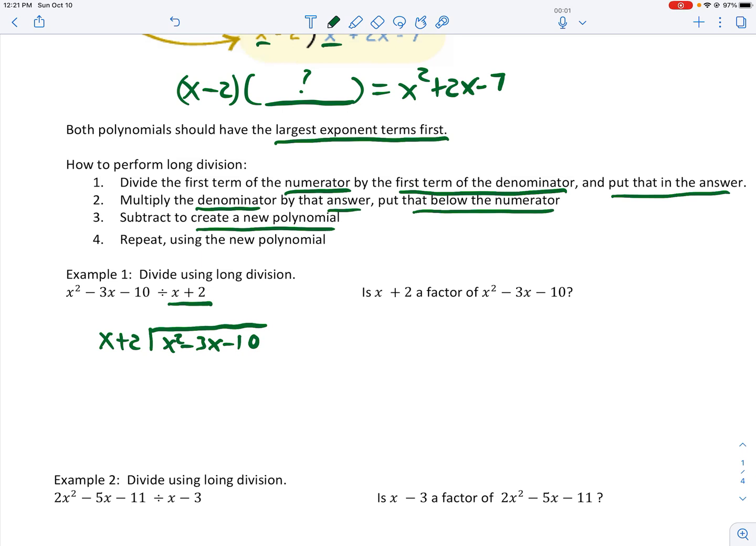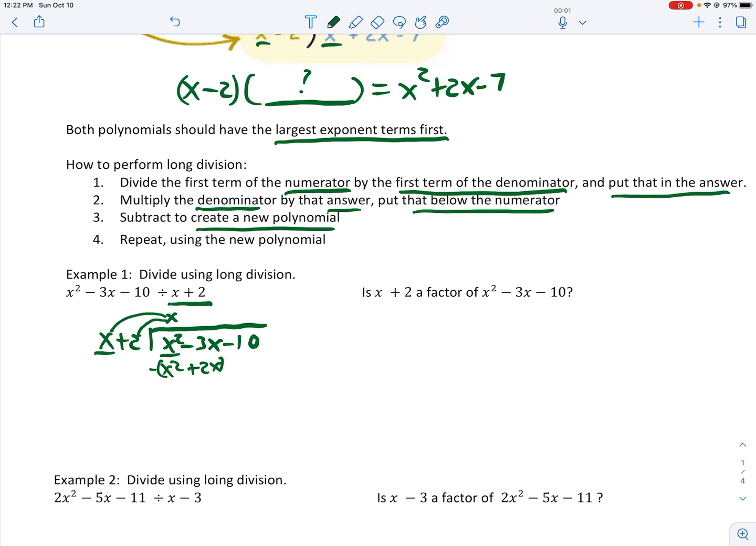So, first step, right? x and x squared. So how many times does that go? Does x go into x squared? Well, x times what is x squared? x. So then I do x times x, which is x squared. And then x times 2, which is plus 2x. And then I subtract. Same idea that we did with regular division.